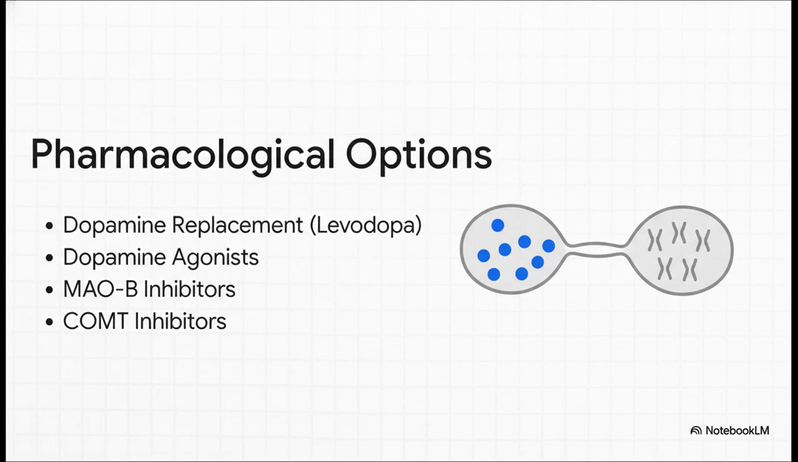Well, we have a few main tools in our pharmacological toolbox. We can try to replace the dopamine using its precursor, levodopa. We can use dopamine agonists, which are drugs that just pretend to be dopamine and stimulate the receptors directly. Or we can use drugs that block the enzymes that normally chew up dopamine, allowing the little dopamine that's left to stick around and work for longer.